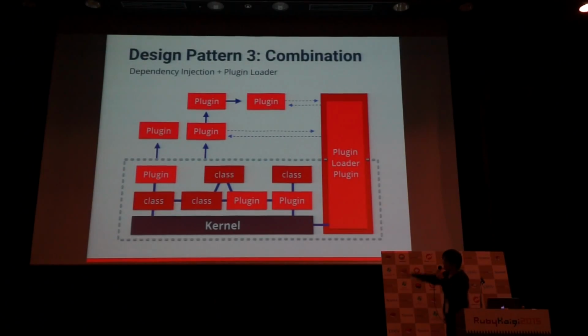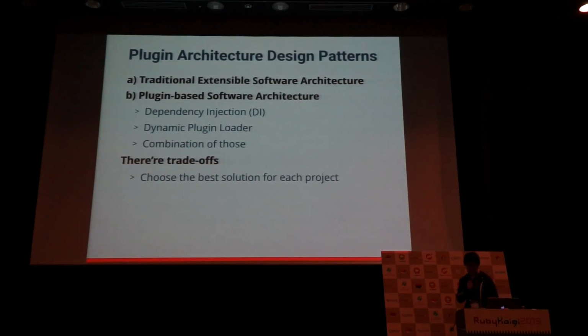Then the final idea is to use both of them. So one application uses dependency injection at the core, then also uses a plugin loader to compose a network of plugins. Good thing is that the plugin loader can be a plugin, right? Then it is also good for testing or extending the plugin loader itself, which is fun, right? Okay, then I talked about two things: traditional extensible software architecture and plugin-based software architecture. Then for plugin-based software architecture, we can use dependency injection, dynamic plugin loader, and a combination of those.